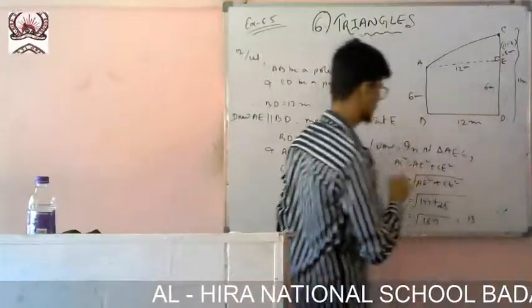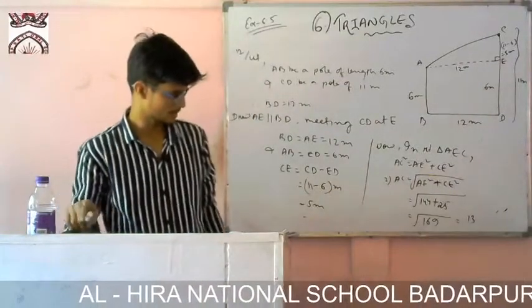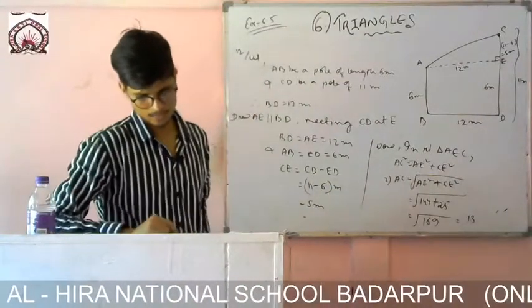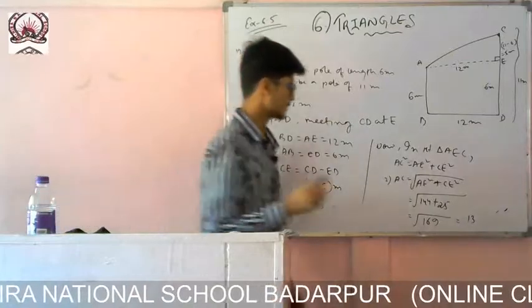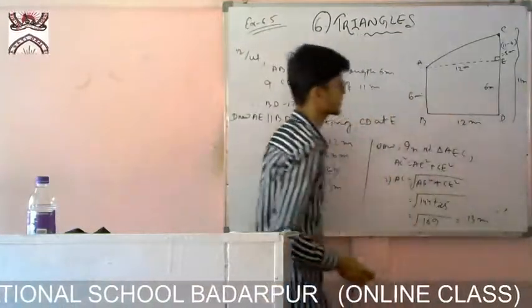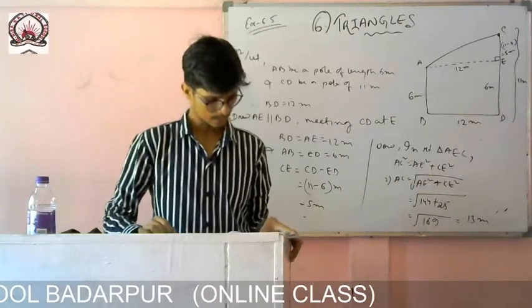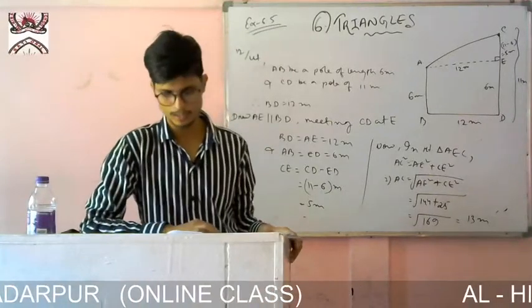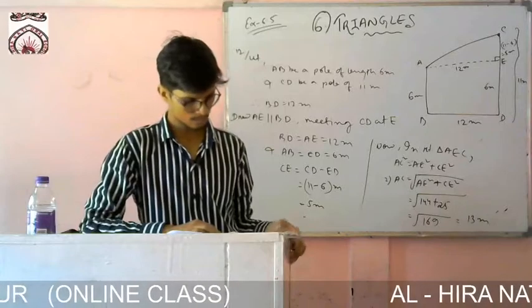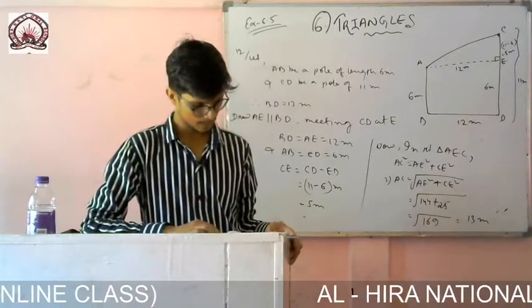12 squared is 144, so 13 squared will be 169. So the answer is, therefore, AC is equal to 30. Therefore, the required distance between their tops, as given in the last line, is equal to 13 meters. Now let us move to question number 13.